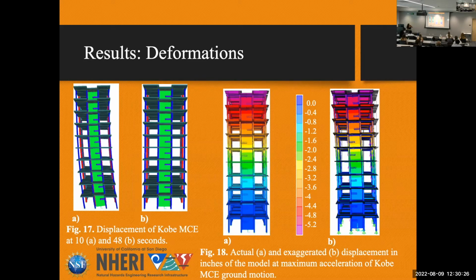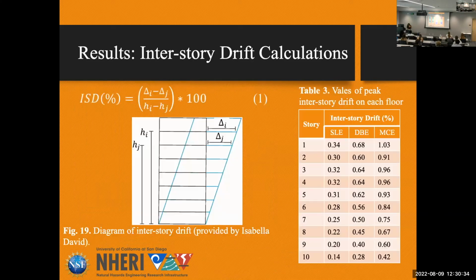And then in figure 18, you can see the displacement normal at peak acceleration and then exaggerated at peak acceleration. With those results, we want to calculate interstory drift, which is the motion between every story, using the roof displacement and the floor of each story. From that, you get your results for the service load, the design based, and the maximum considered.